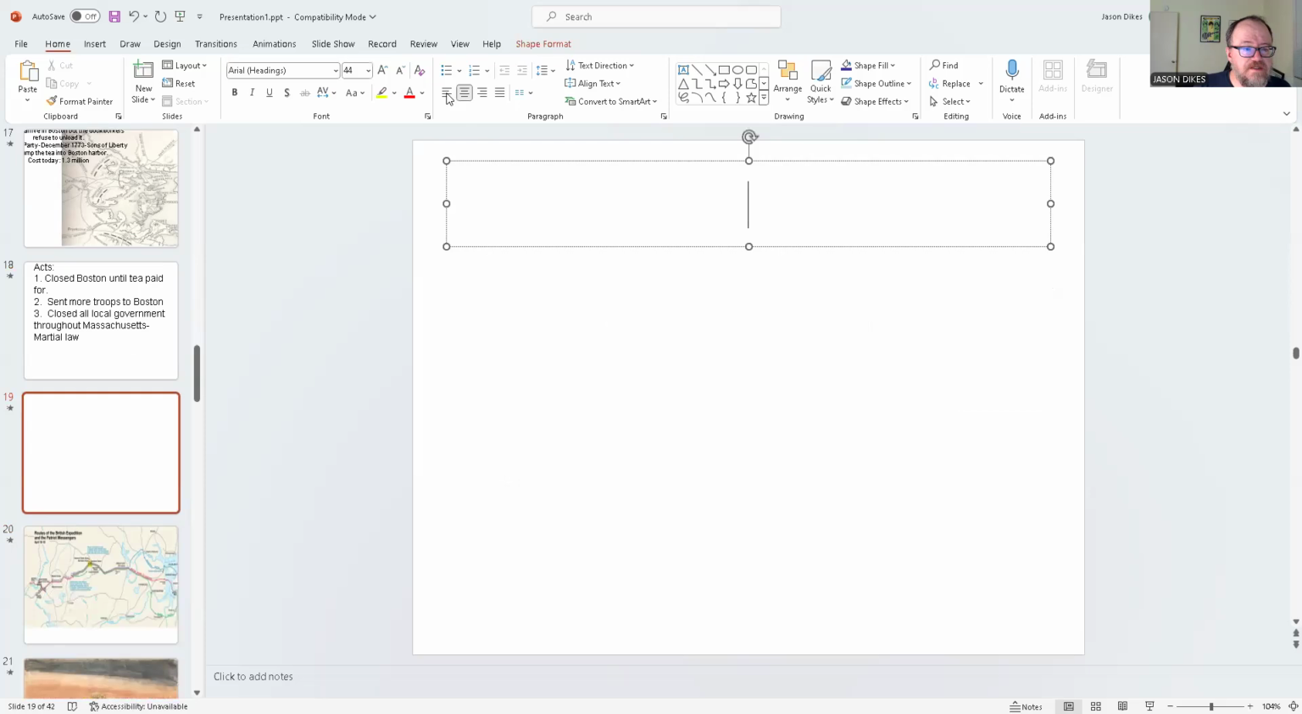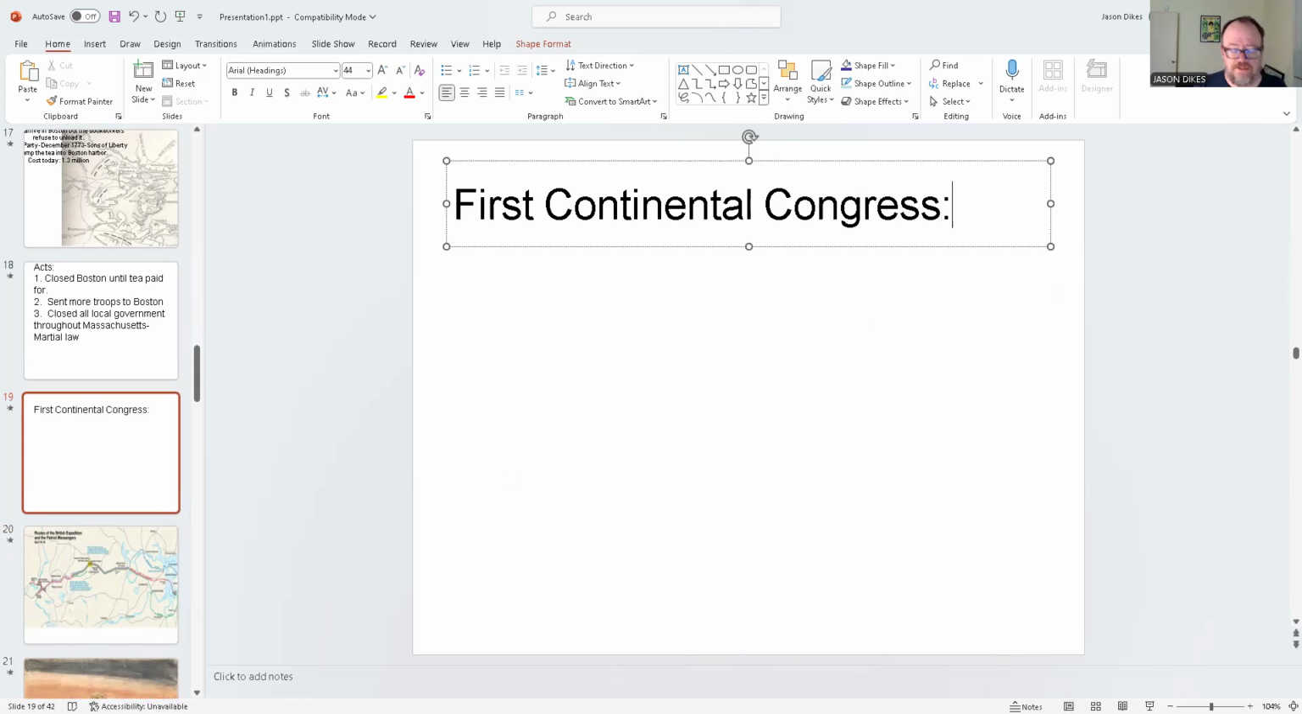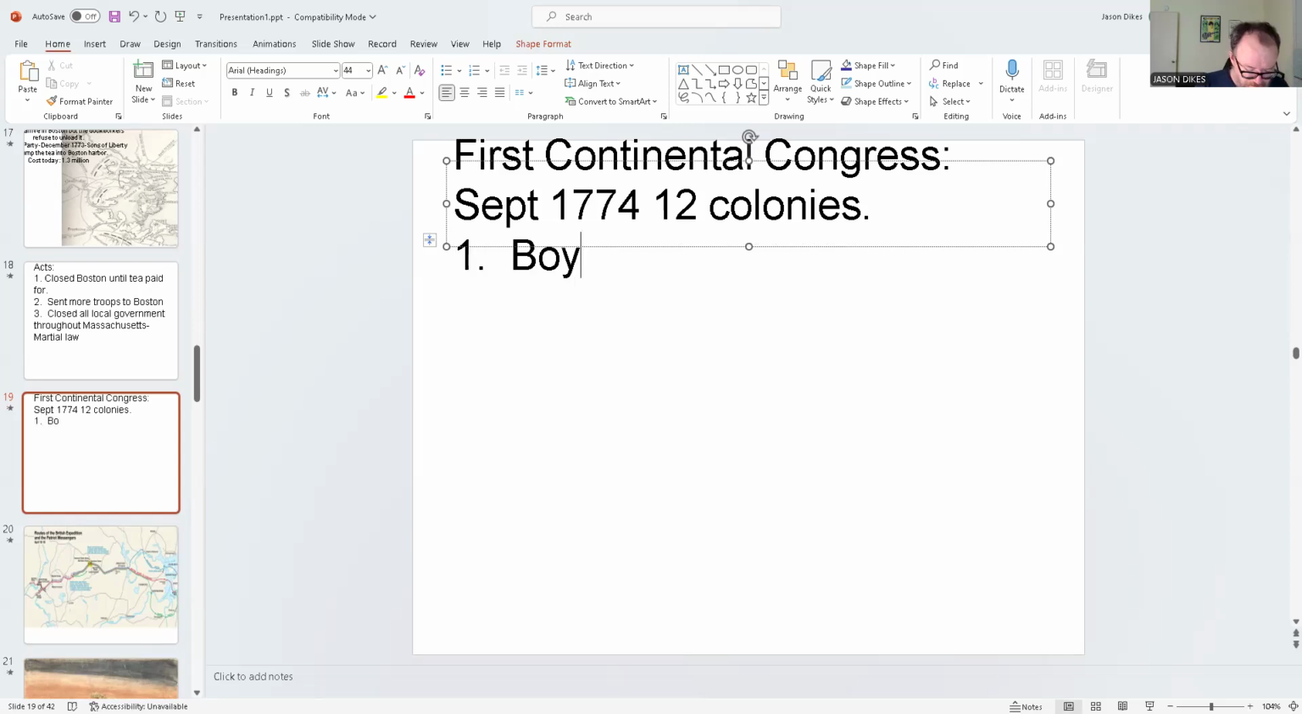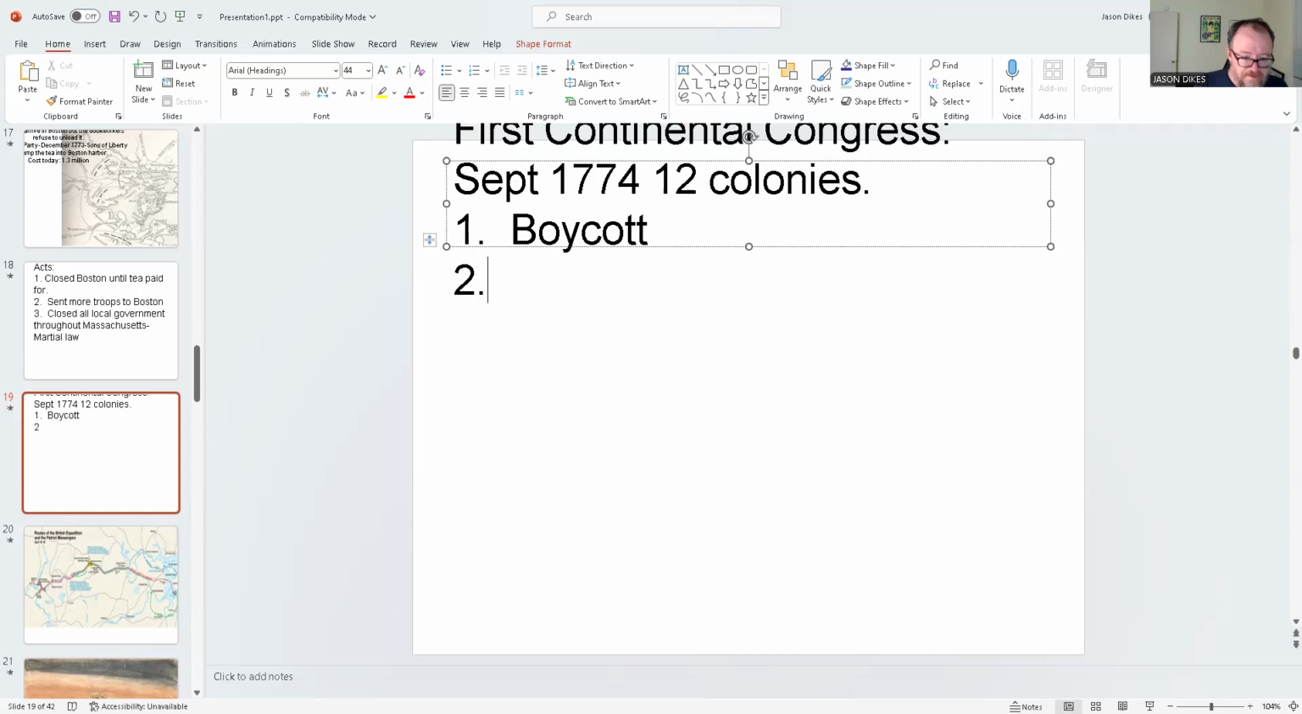And we do get the meeting of the First Continental Congress. This is about September of 1774. We have 12 of the colonies. Georgia, it was too far, but they said they would fully support whatever decisions were made. So they get the boycott up and running. They also try a new tool called an embargo.